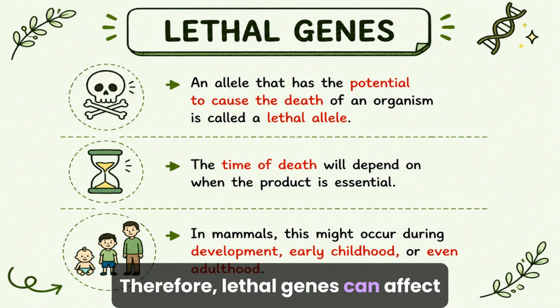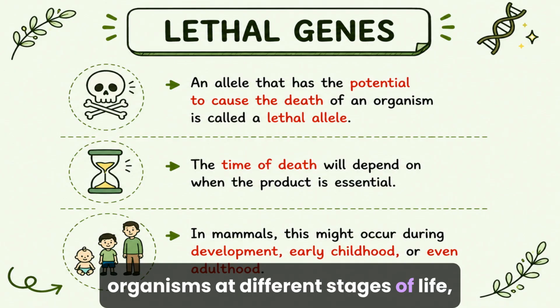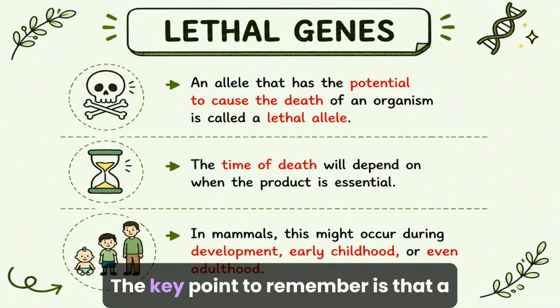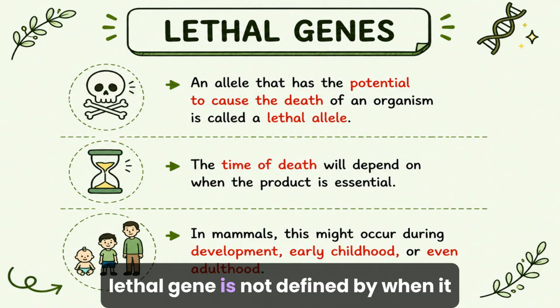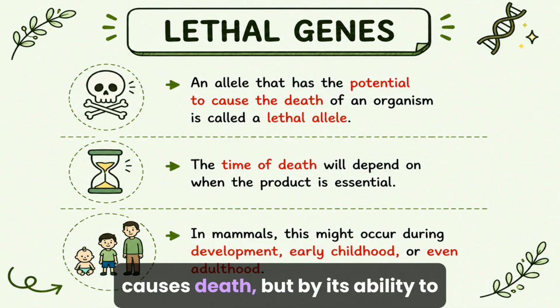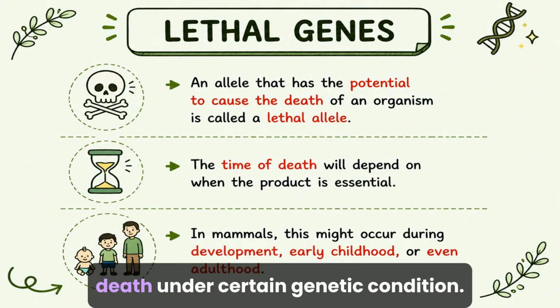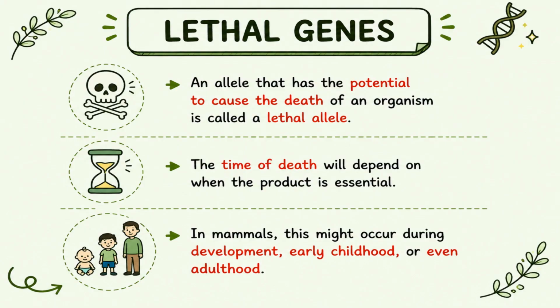Therefore, lethal genes can affect organisms at different stages of life, ranging from early development to adulthood. The key point to remember is that a lethal gene is not defined by when it causes death, but by its ability to ultimately reduce viability and lead to death under certain genetic conditions.